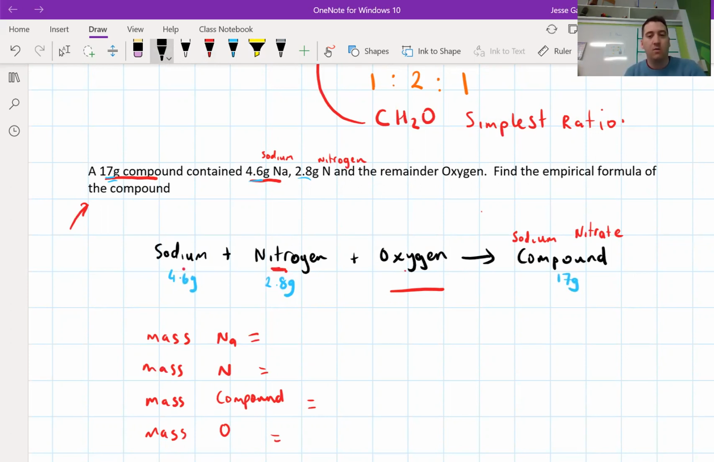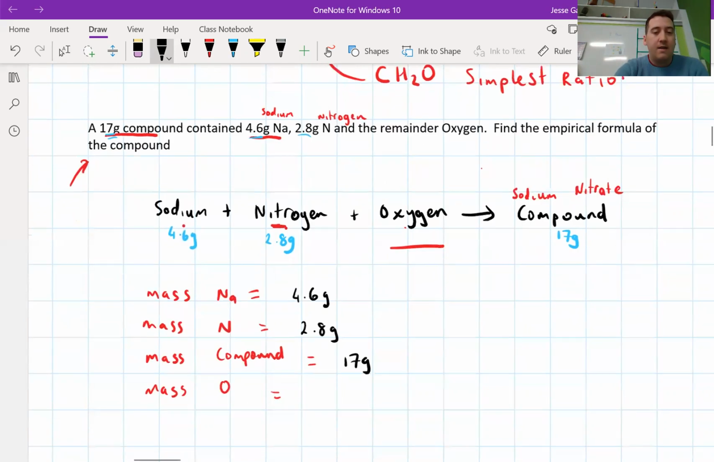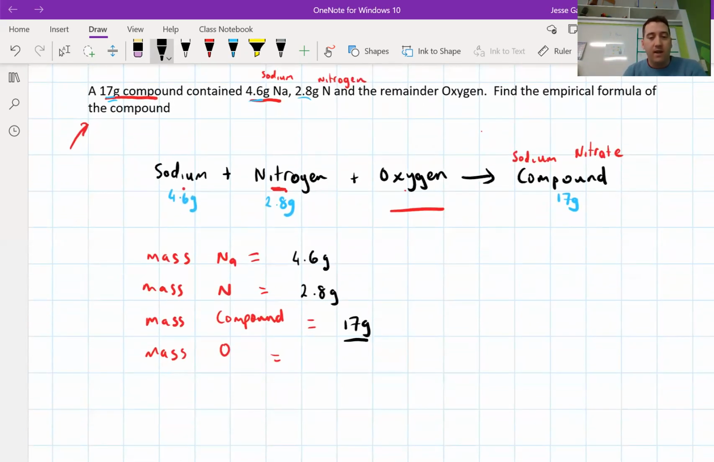You should only be playing if you've had a go at doing this. Again, there's no point just watching me doing it because that's not really going to help you learn it. You have to have a go yourself. If you get it wrong, who cares? You'll see the right answer in a second. So Na is 4.6 grams. That's the first thing, 4.6 grams. Nitrogen is 2.8 grams. The compound, the whole compound, is 17 grams. And that must mean, well, if the compound is 17, we have the masses of these two together. The rest must be oxygen.